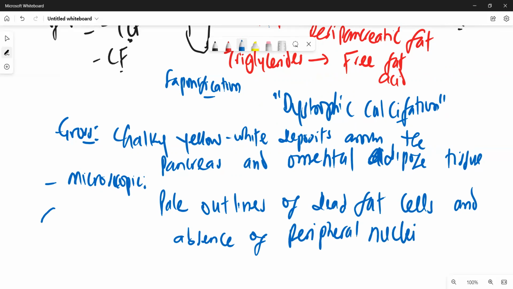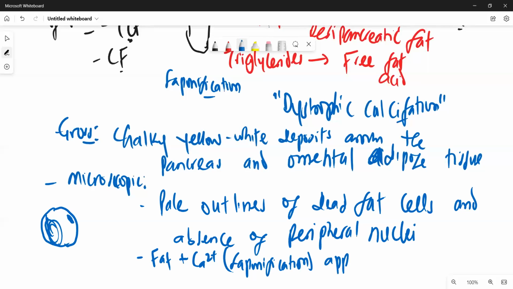Because normally when you look at the fat cells, the nucleus of the fat cell is usually located in the periphery. But when you see all those necrotic fat cells, you're going to see those dead fat cells, and those peripheral nuclei that we're supposed to see are not going to be located there, right? And also because the free fatty acid is combined with calcium, which is what we call saponification.